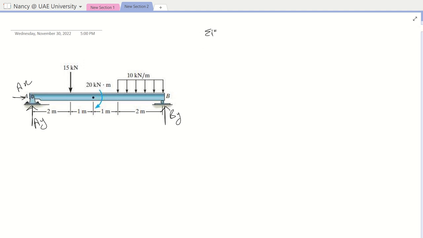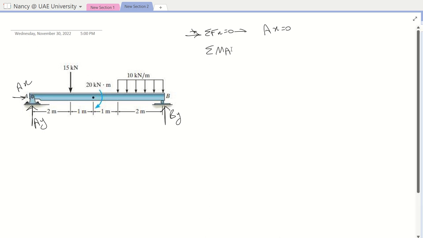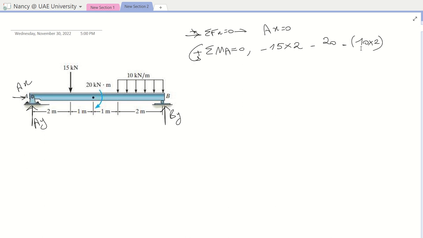If we do summation of forces about X equal to 0, this is my positive sign convention, we will get that AX is equal to 0. Summation of moment about A is equal to 0. What we will get here: minus 15 times 2, minus 20. This is a concentrated moment, so no need to multiply it by distance, it's already a moment. Minus 10 times 2, which is the area or the equivalent resultant force of this distributed load.